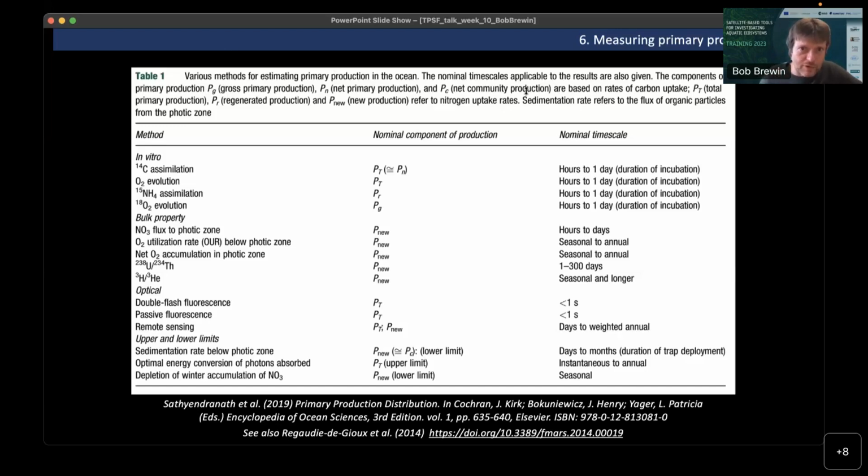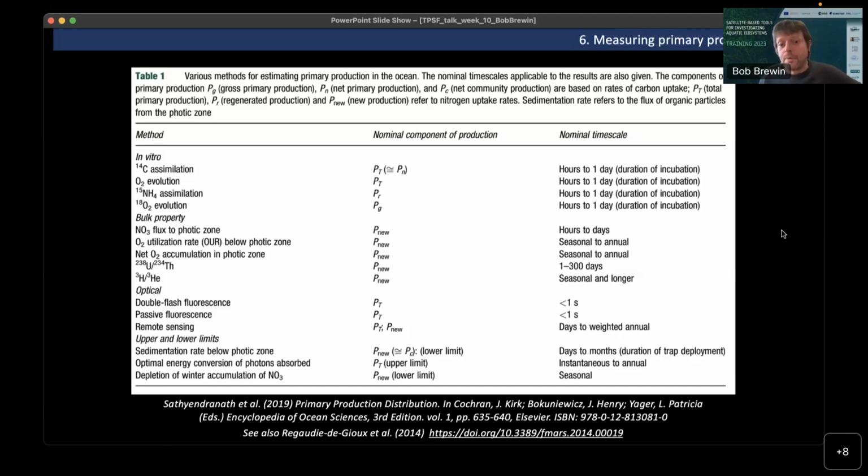Again, with reference to the different types of primary production: gross, net, community production, and export production, and the various timescales that these measurements need to be conducted at in order to get at the production property.